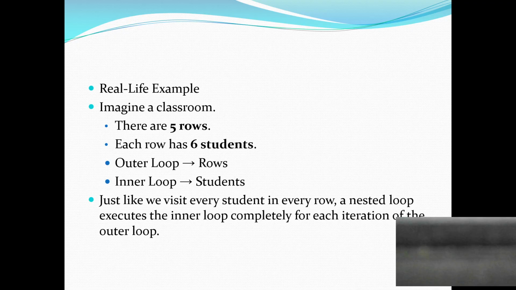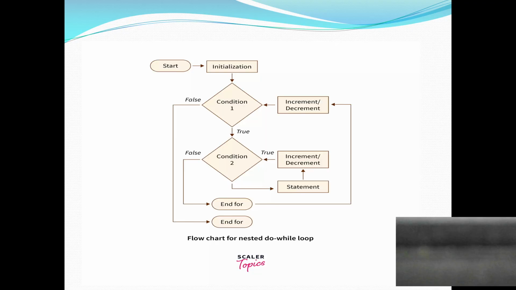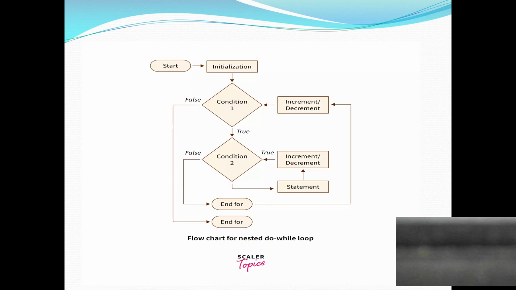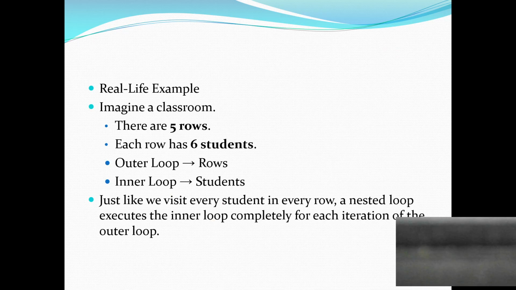Now let's understand their responsibilities. The outer loop controls how many rows we have, and the inner loop controls how many elements are printed inside each row. Think of it like a notebook. The outer loop says create a new line, and the inner loop says print everything on that line. This one idea can help you solve almost every beginner pattern.